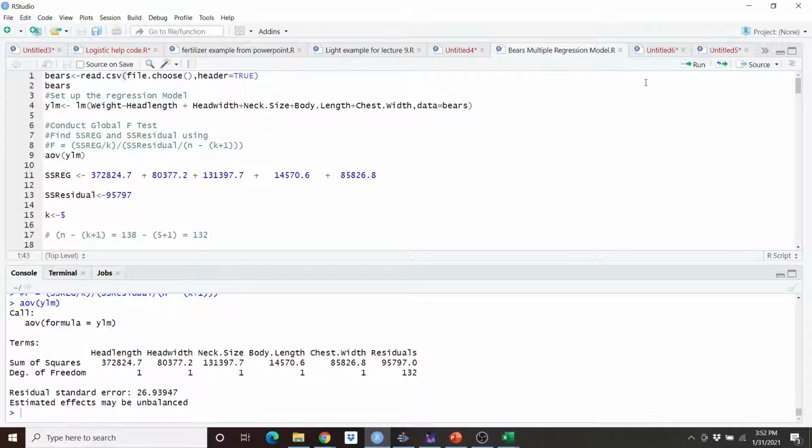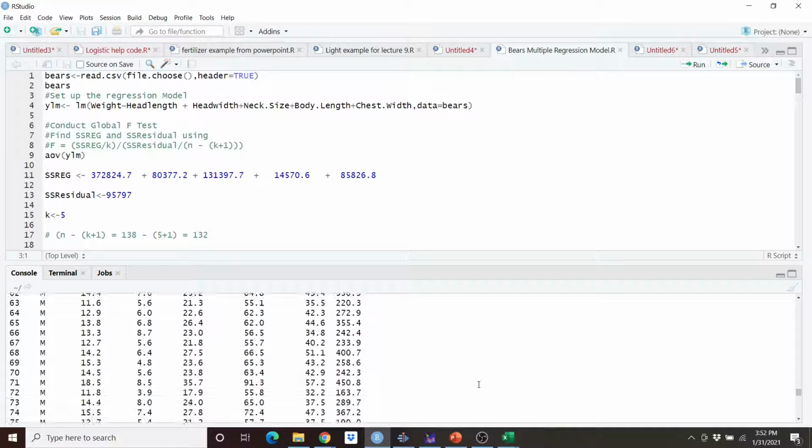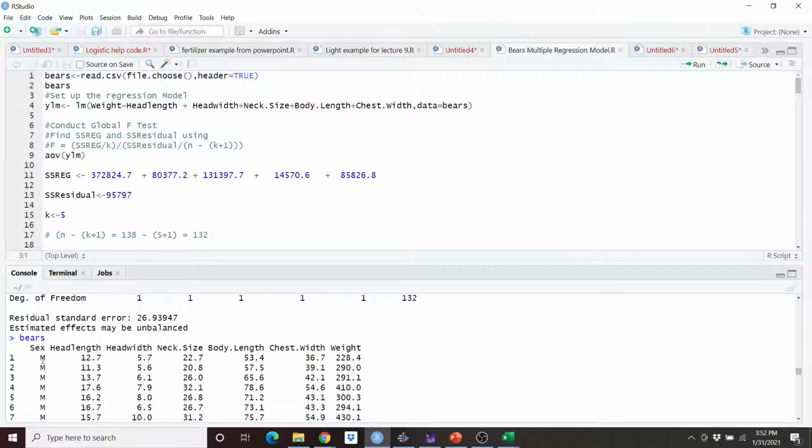For instance, I'm going to read in the Bayes data set. There are actually multiple regressor variables here. We have sex, head length, head width, neck size, body length, chest width, and weight. What we would like to do is see if we can predict weight based on these other regressor variables. So here weight is our response variable, and the rest of these are regressor variables.